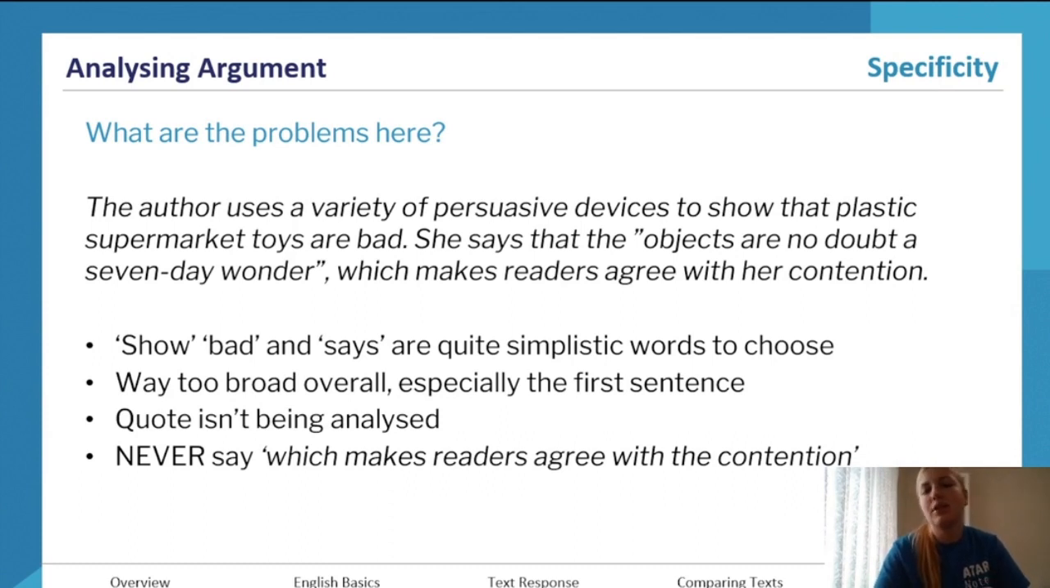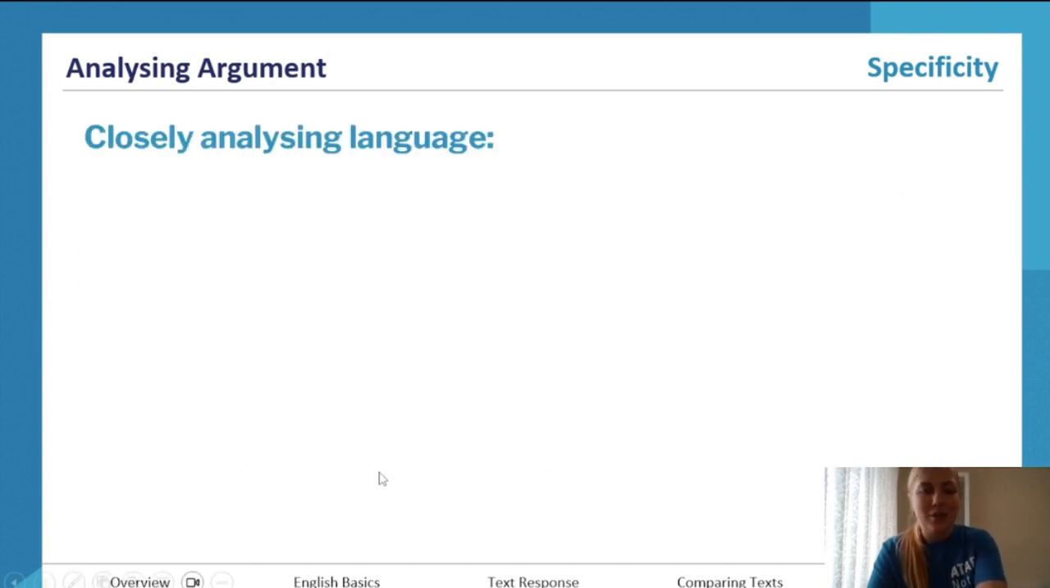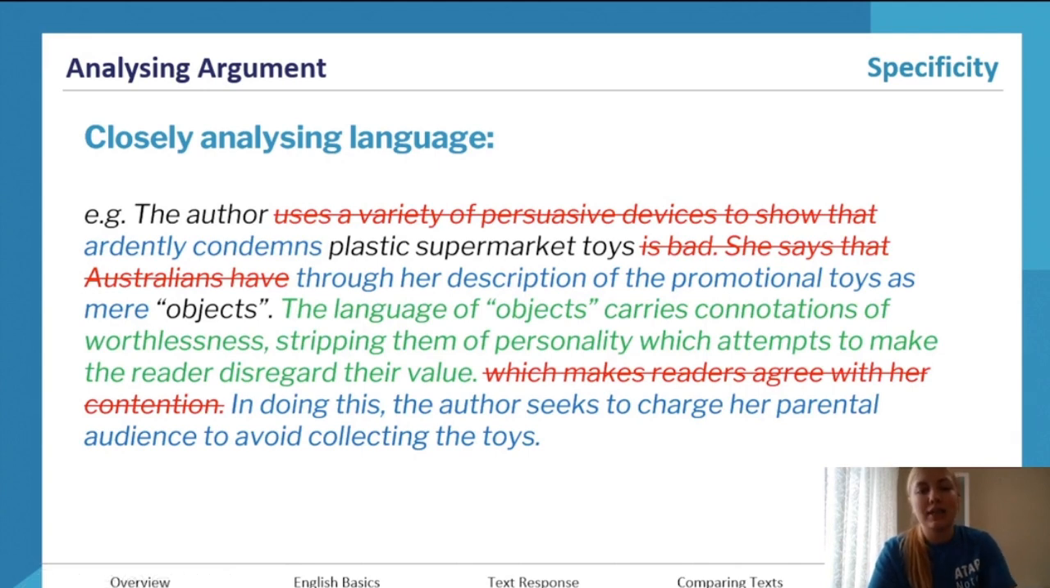It's way too broad, in particular our first sentence. What persuasive devices? Choose something specific and state it. The quote isn't being analyzed at all, which we know if we have evidence, it needs to be analyzed, and never say that statement. So, how do we improve it and rewrite it? Let's say the author ardently condemns, because that's what the quote is doing, it's condemning the 7-day wonder, plastic supermarket toys, through her description of the promotional toys as mere objects. Nice and simple quote.